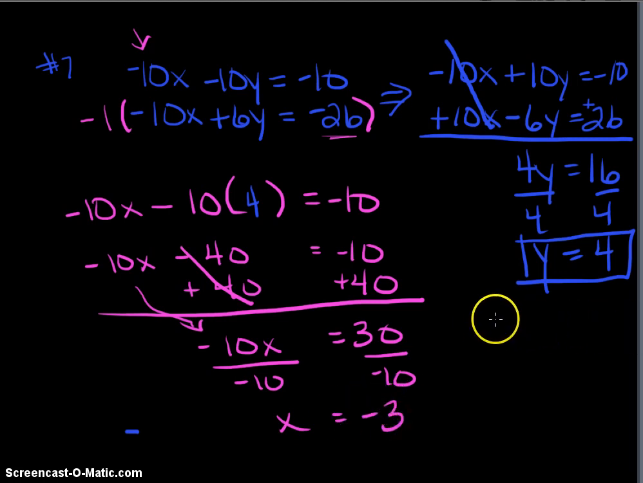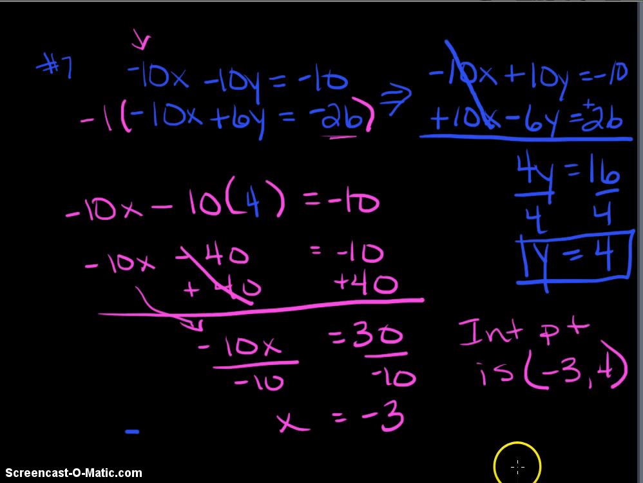Okay, so our answer, our intersection point, is negative 3, 4.